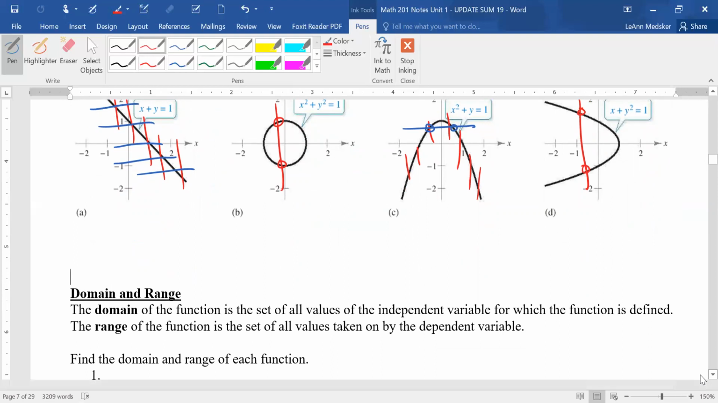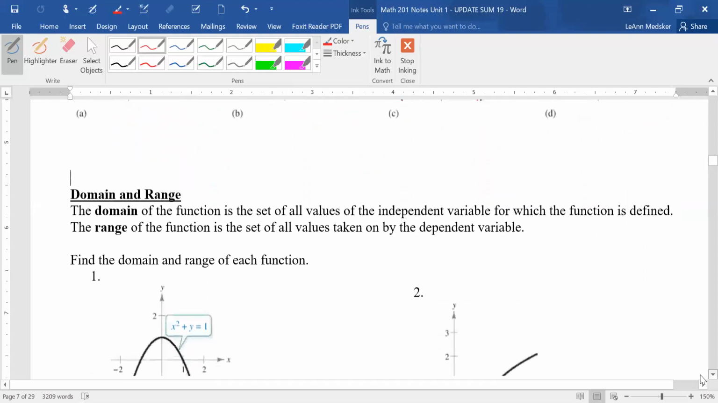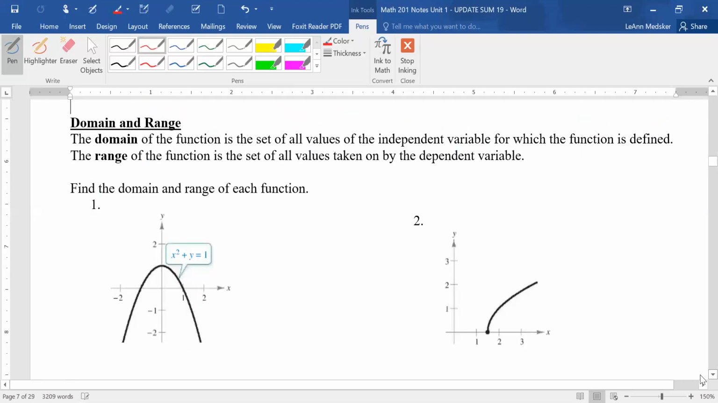Now, the big part will be telling it from an equation. That's going to be covered in class, but a picture kind of helps set the tone for that. So domain and range of a function is a set of all values of the independent variable for which the function is defined. In other words, it's the input values. So what's the x's for us? The range is the set of all values taken on by the dependent variable, the output variable, which is a y. So we're going to find the domain and range of each of these.